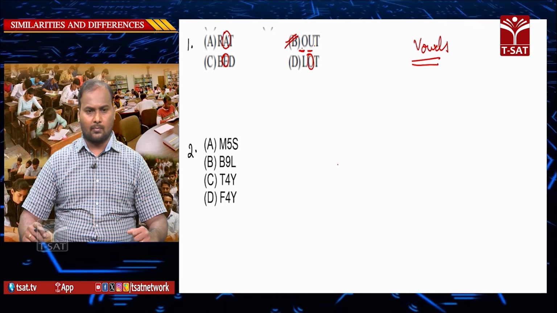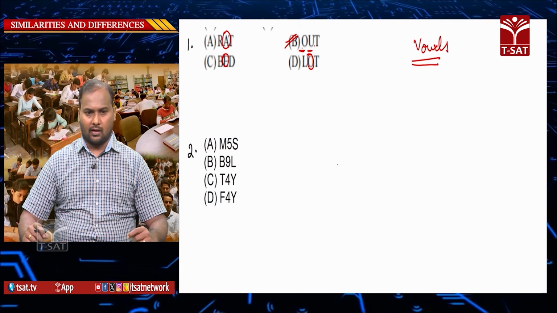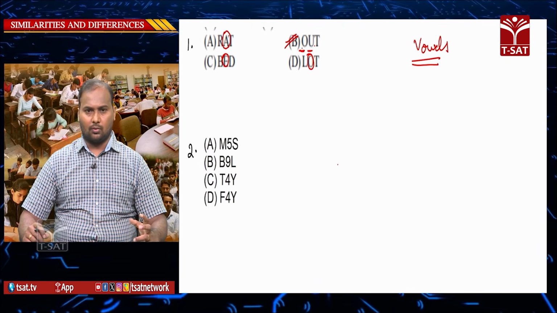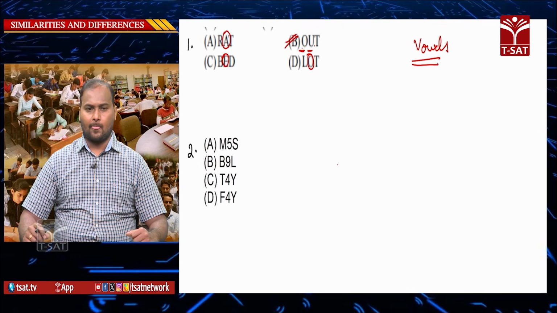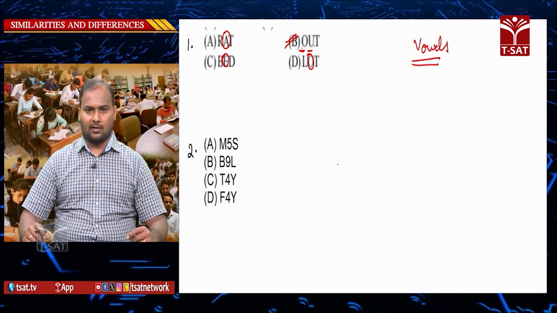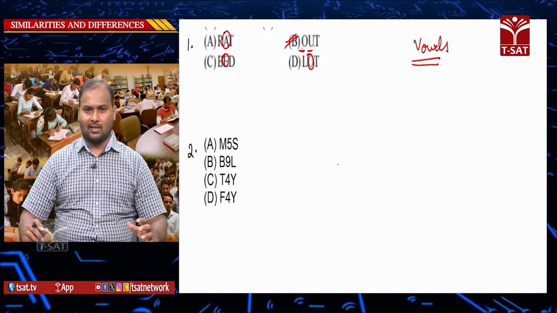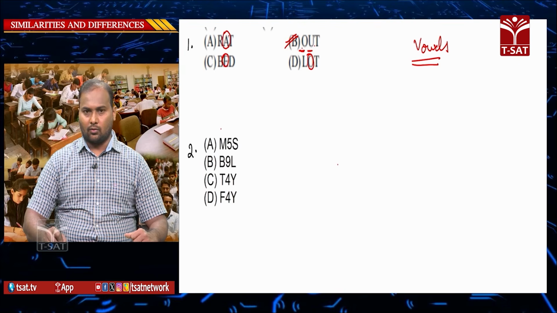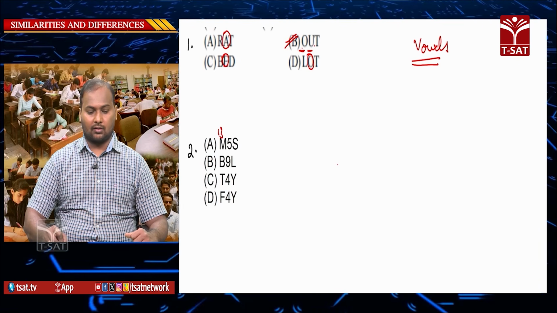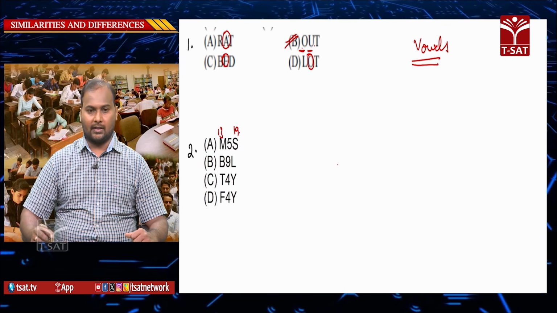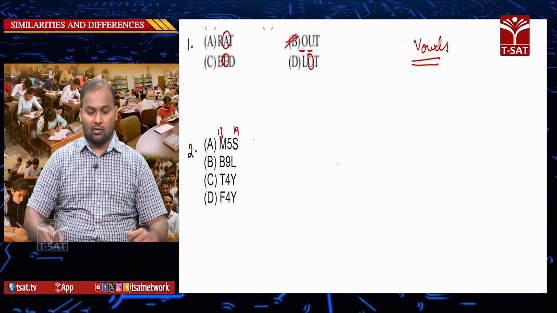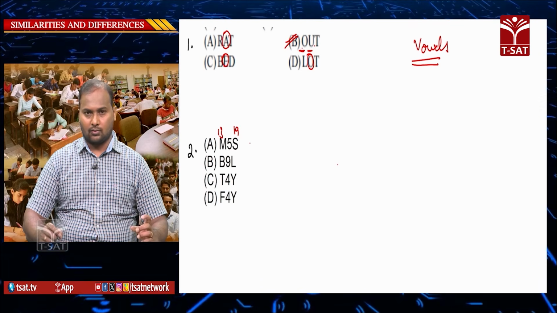If you see this question: M5S, B912, T4Y and F4Y. There are two things involved, both letters and numbers. Whenever both numbers and letters are involved, always try to check the gap between them. For example, in coding and decoding, we already said that M becomes 13 and S becomes 19. If you see the difference between M and S, how many letters are there in between? Only 5.